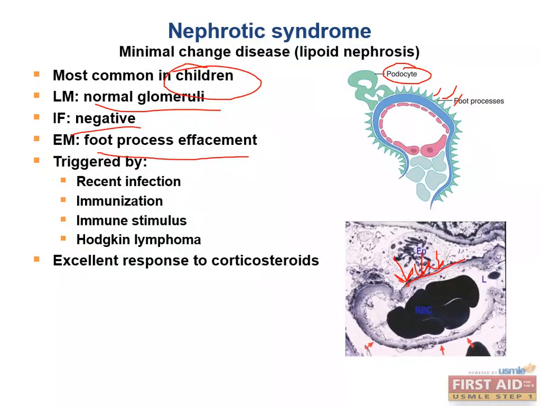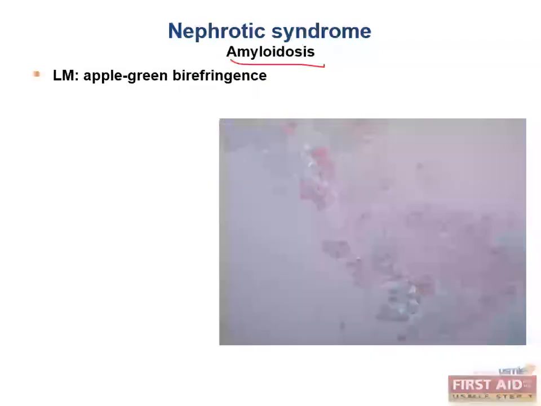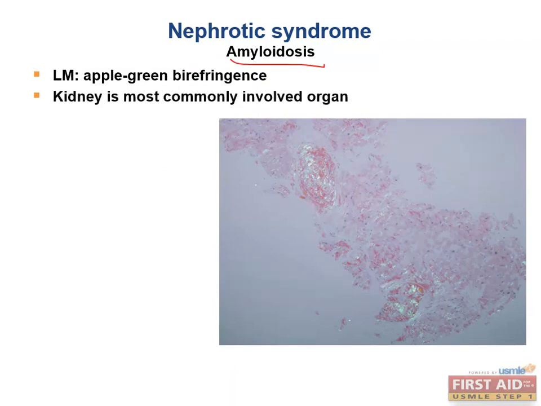Typically, these patients have an excellent response to corticosteroids. Next on the list of nephrotic syndromes is amyloidosis. This is a systemic disease process, and the kidney is the most commonly involved organ.